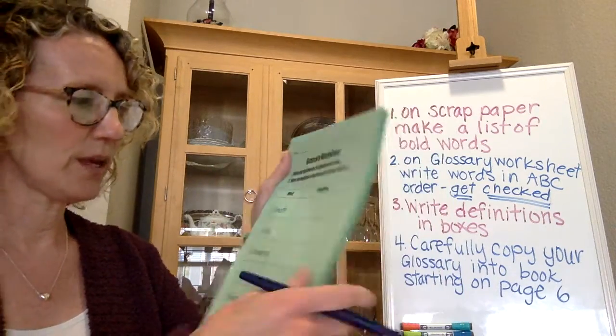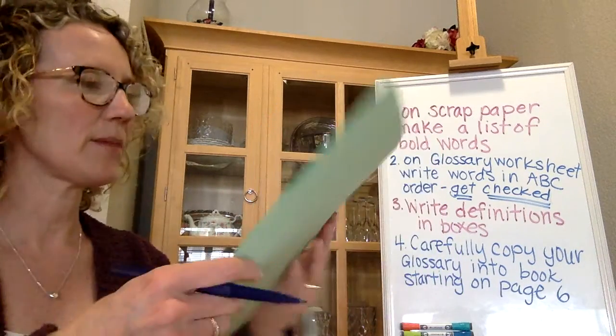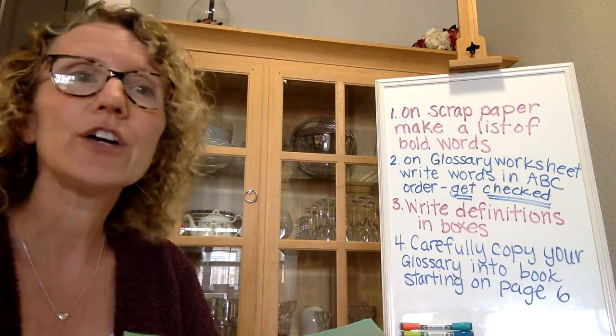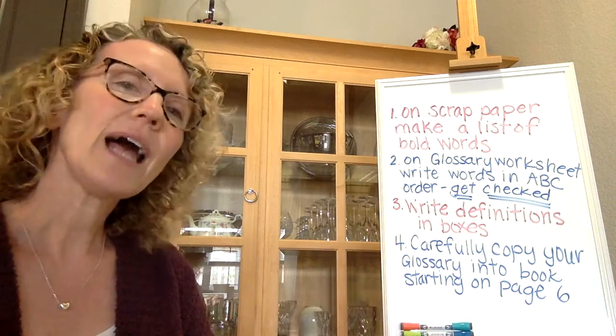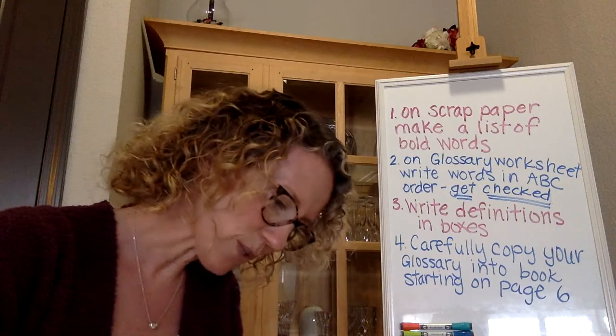So here we go. My first word is climate. So we're going to pretend I've been checked and I think about climate. I can think in my brain what I think climate means. I could look in a book. I could look in the dictionary. I could look it up online. But I know that climate means the typical weather in a certain place. So that's what I'm going to write.